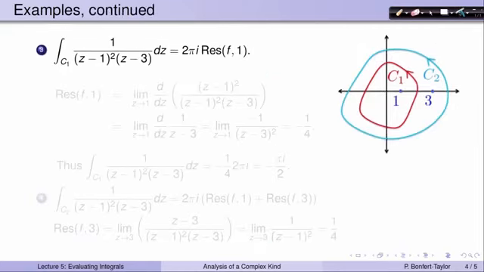Here's a third example. This is a function we've looked at before. f of z equals 1 over (z minus 1) squared times (z minus 3). This function has isolated singularities at z equals 1 and z equals 3. I drew two curves here: curve c1 that surrounds only the singularity at 1, and a curve c2 that surrounds both of these isolated singularities.